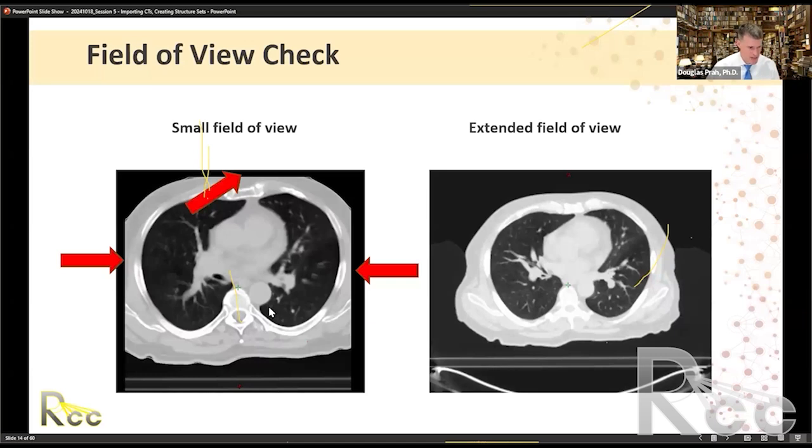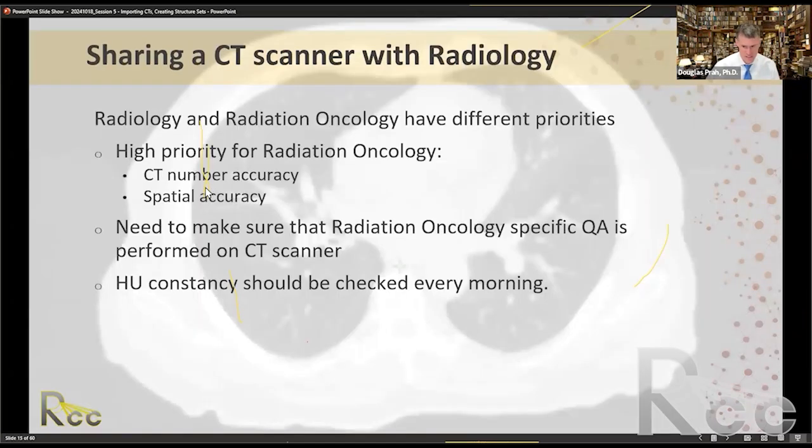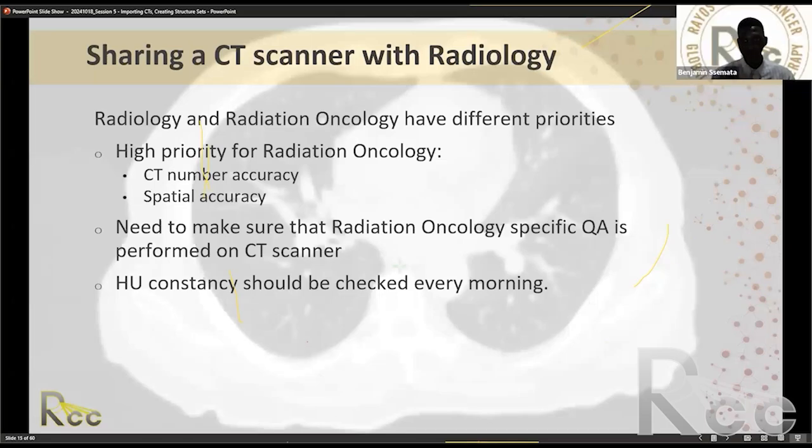So just be cognizant of that. Obviously, you don't want to have tissue deficit when you're doing dose calculation. I think that brings us to the question here in the chat box where Elizabeth has asked if you can apply the extended field of view post-scan or before scan.